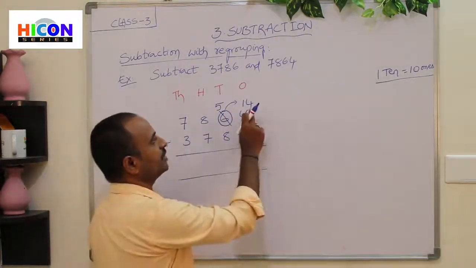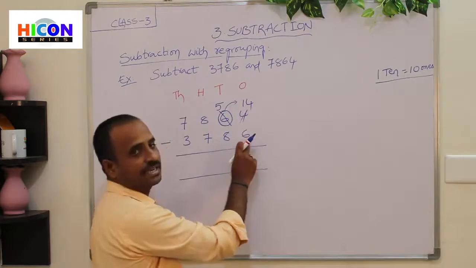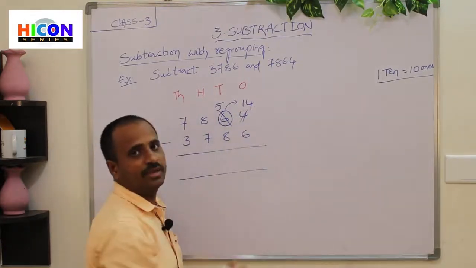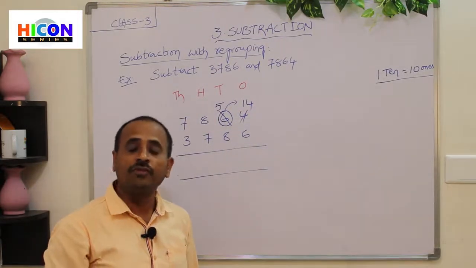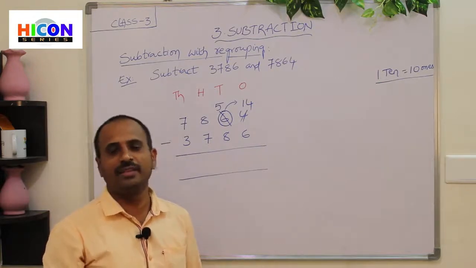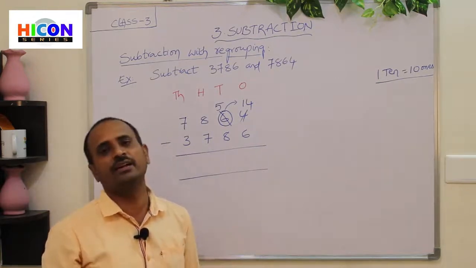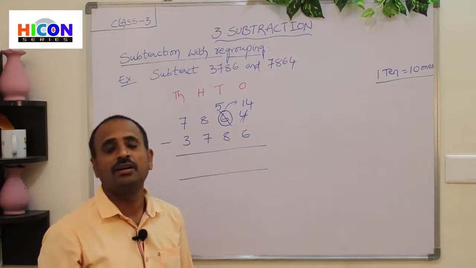Children, what is the first number here? 14. What is the second number? 6. So what is the first number? 14. So open 14 fingers of your hands. But there are only 10 fingers on our hands. So we cannot do subtraction on our fingers.